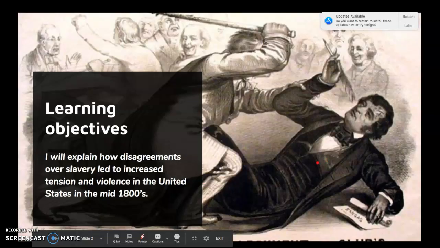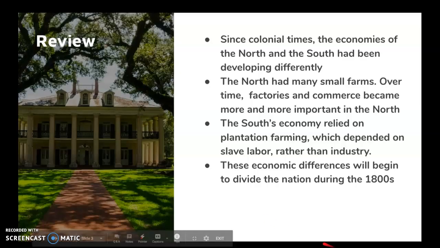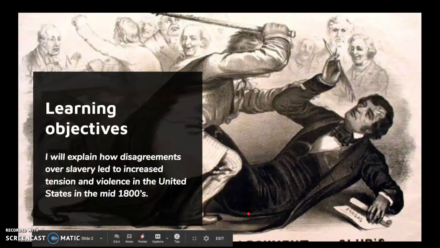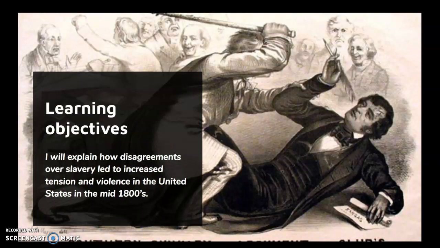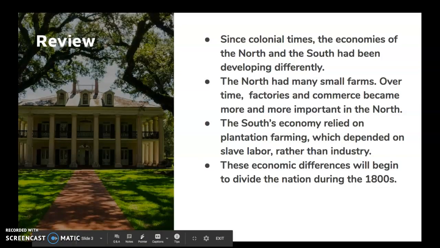Let's get after it. Here are our learning objectives for today. You will be able to explain how disagreements over slavery led to increased tension and violence in the United States in the mid-1800s. So yes, that is a depiction of a famous episode in the Capitol from this time period. That is a member of the House of Representatives almost beating a United States senator to death while others look on. We'll talk about that in a couple minutes.